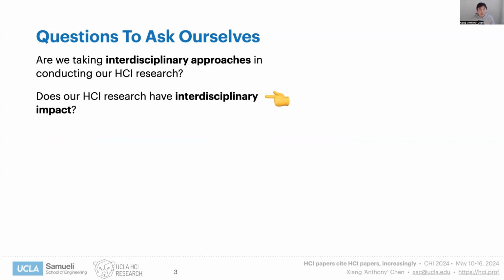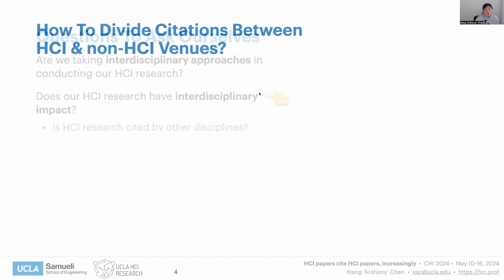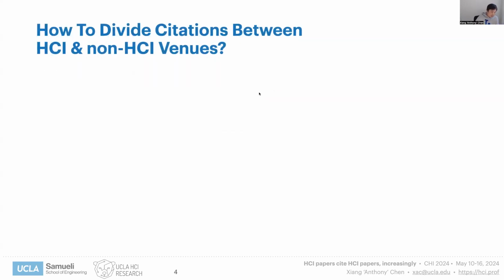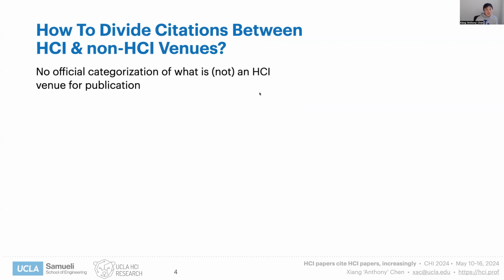While there are many ways to measure impact, this paper focuses on citations. How is an HCI paper being cited by other disciplines? In order to measure that, we have to somehow divide citations between HCI and non-HCI venues. Unfortunately, there is no official categorization of what is and is not an HCI venue for publication.